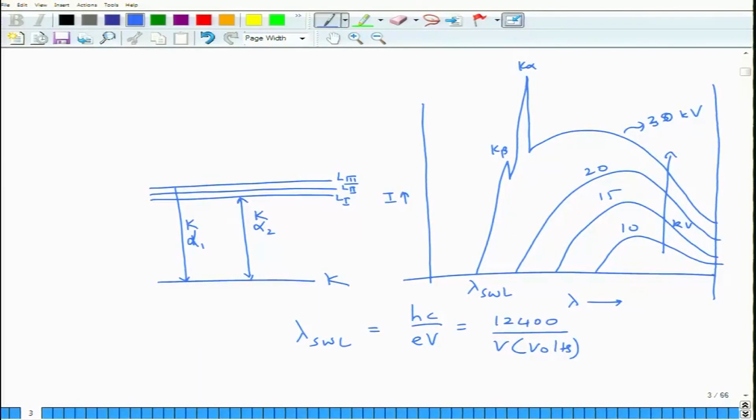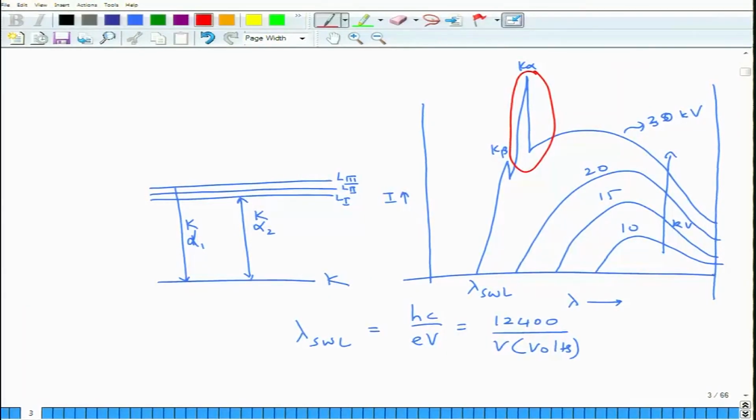And as a result you have transition from the higher level. So the whole idea in X-ray diffraction is to use these characteristic radiations. Typically we use K alpha radiation for X-ray diffraction analysis, because K alpha radiation has a wavelength which is comparable to lattice parameters, and it has an intensity which is very high.